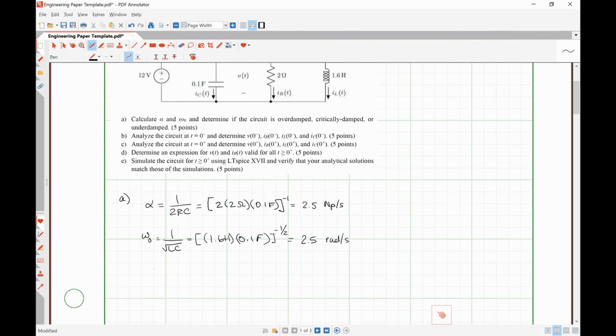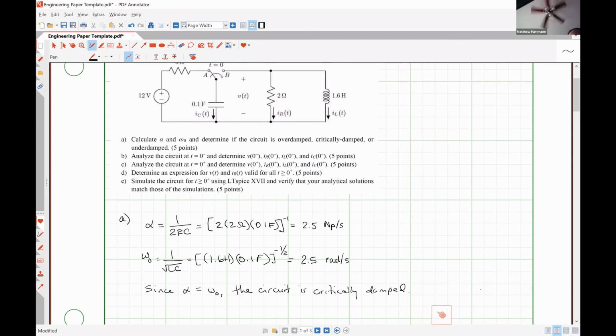So damped. And we're going to use that in part D to develop our mathematical expressions. All right, so part B asks us to analyze the circuit at t is equal to 0- and determine the values of the voltage labeled as V, and then our resistor current, our inductor current, and our capacitor current.